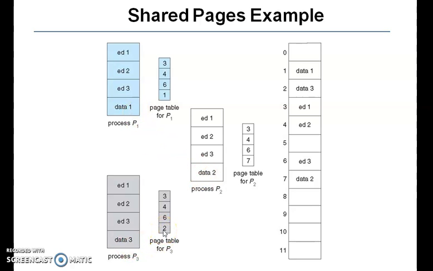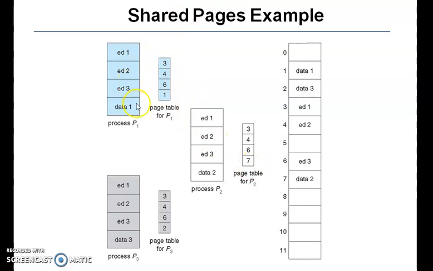Suppose we use the concept of assigning separate pages for all the processes. For process P1 we require 4 pages, for process P2 we require 4 pages, and for process P3 we also require 4 pages. Totally we require 12 pages. Therefore, it consumes more space, and while assigning we also require more time. To solve this problem, we can go for shared pages.